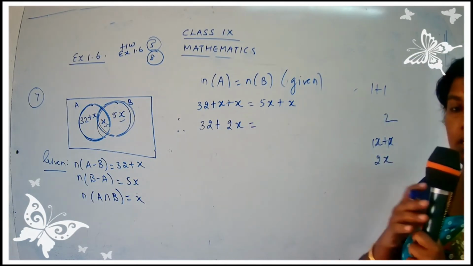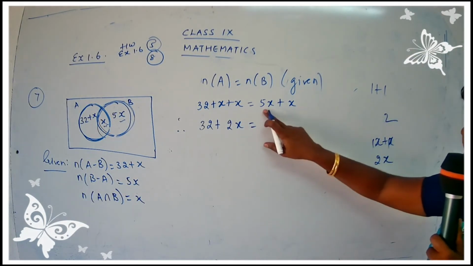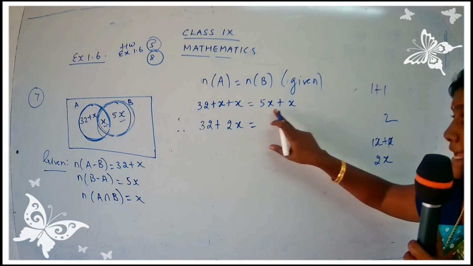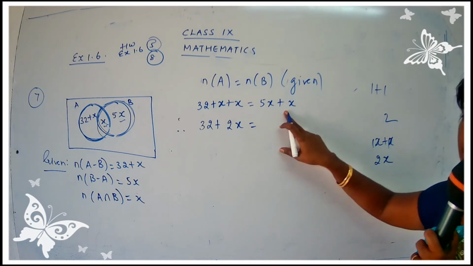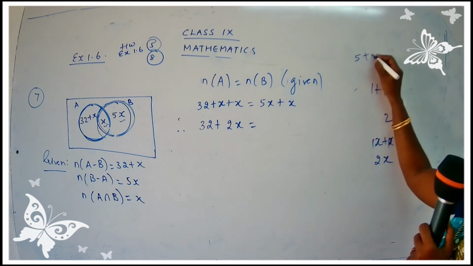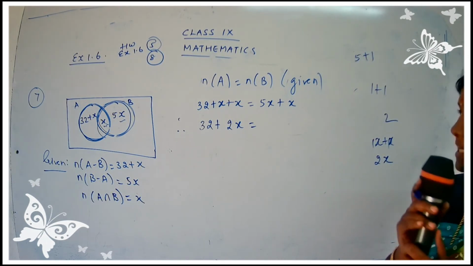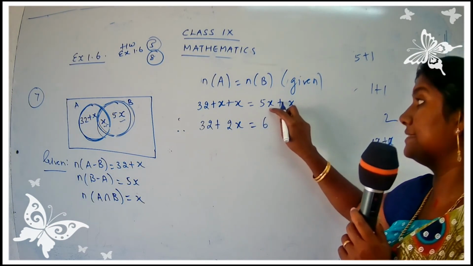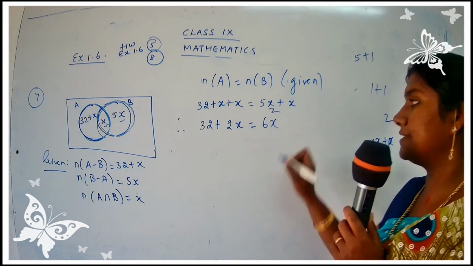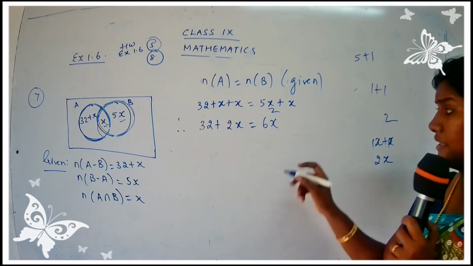Here, coming to the RHS part. How many X is over here? It's 5X. And here how many X? 1X. So 5X plus X. That is 5 plus 1. What is 5 plus 1? 6. And what is the variable used here? It's 6. What is that? X. Now children, I hope you remember that.